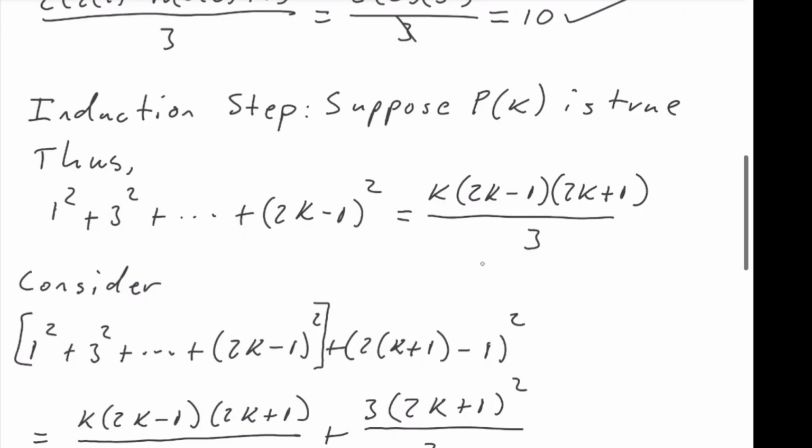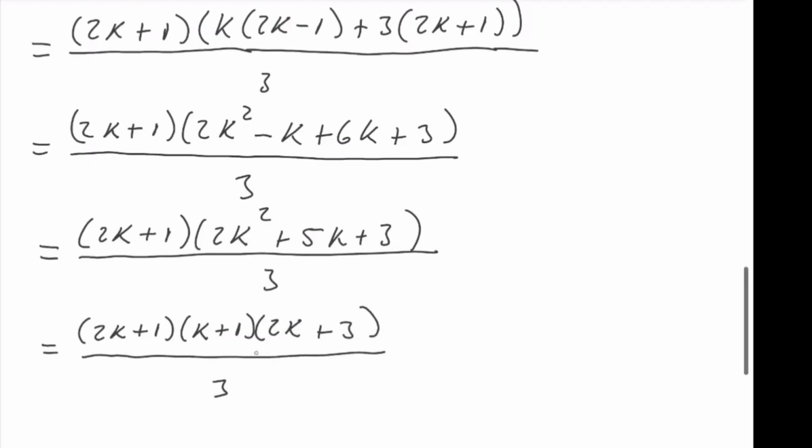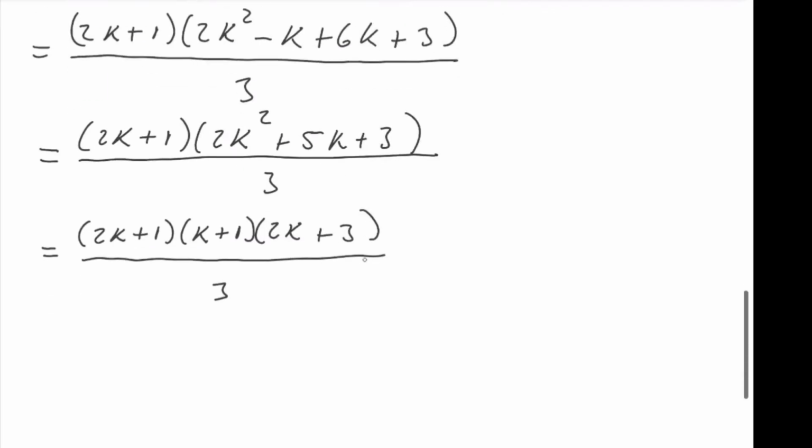So I need a factor of k plus 1. So let's see, 2k plus 1, k plus 1, and then this would have to be 2k plus 3, right? Over 3. K times 2k is 2k squared. K times 3 is 3k. 1 times 2k is 2k, giving 5k. And then 1 times 3, yep, it works out.